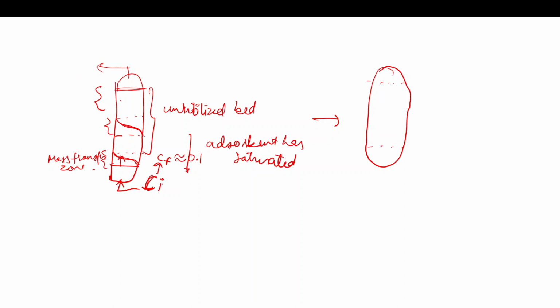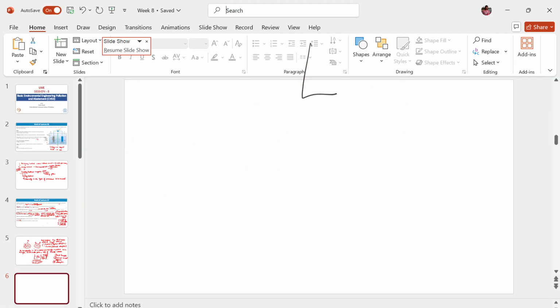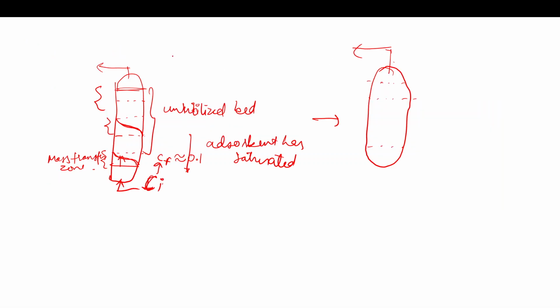So once it reaches towards the end of the bed, let's say till this it is completely saturated and only the last mass transfer zone is remaining. So after a certain point, whatever is coming out, there will be the concentration. Till some point the concentration is zero. After a certain point, the concentration of pollutant rises.